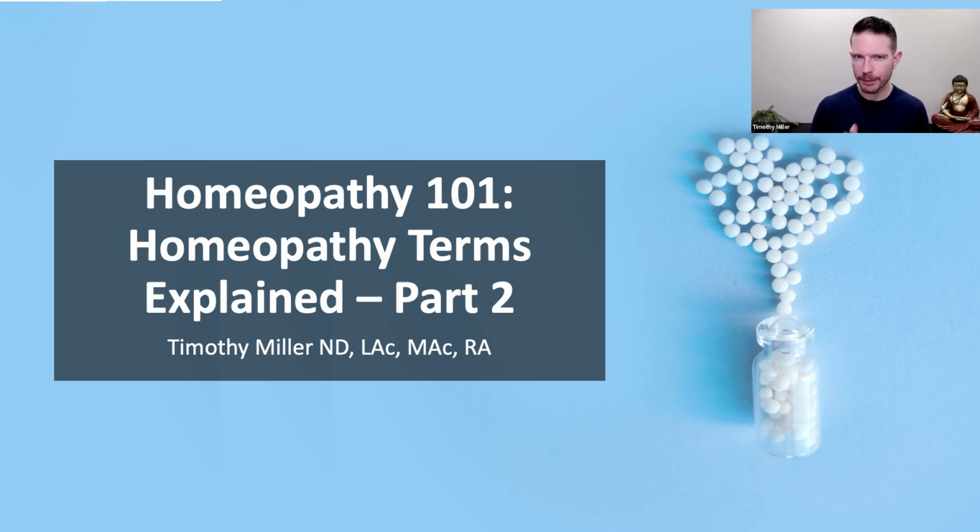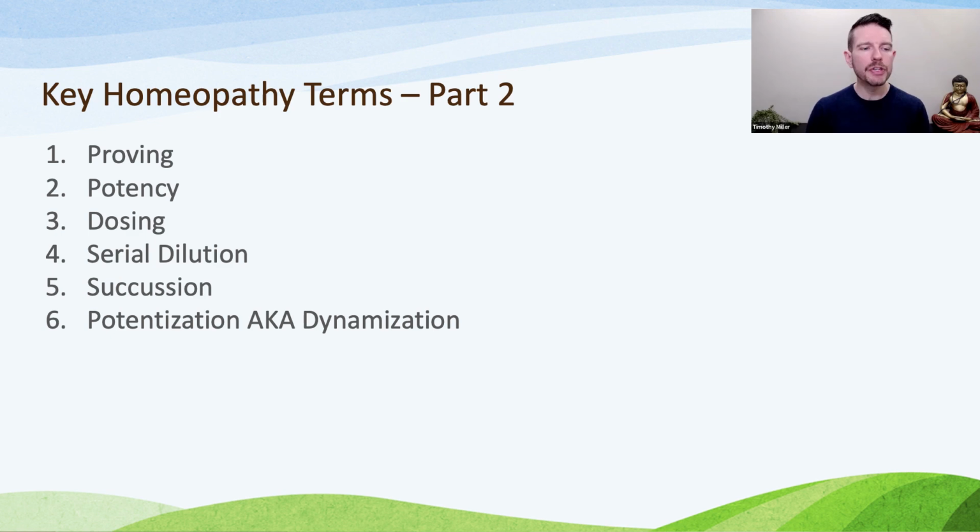We've talked a little bit about dilution and succussion, right? We're going to take that to the next level and give you a little more understanding of that. So the terms that our goal today is to go through are proving, you already know actually, potency, you might know, dosing, it's kind of basic, serial dilution, actually you already know, succussion, you already know, and potentization, aka dynamization. That one's like the new one. But let's just go through this.